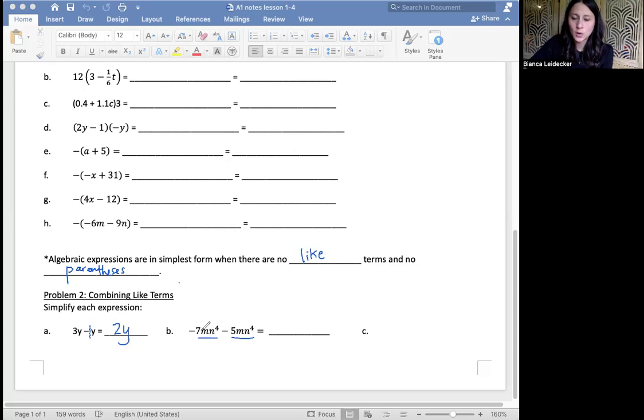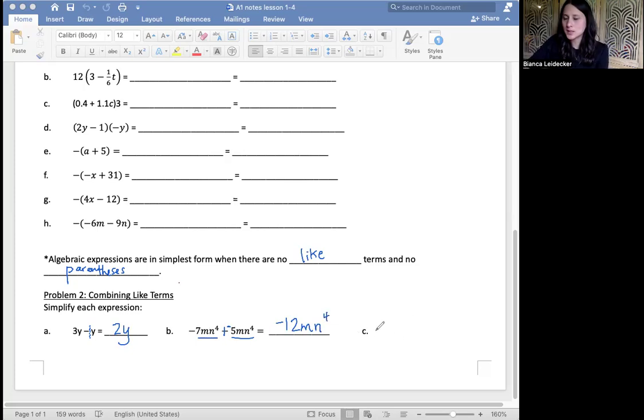So here I am going to subtract. I am going to add the opposite because I see a negative here. So I have negative 7 plus negative 5. That's negative 12. And then I'm going to keep my variables, m n to the 4th power.